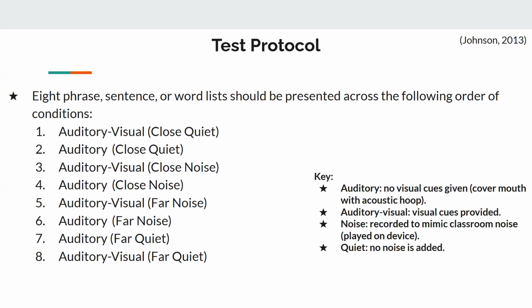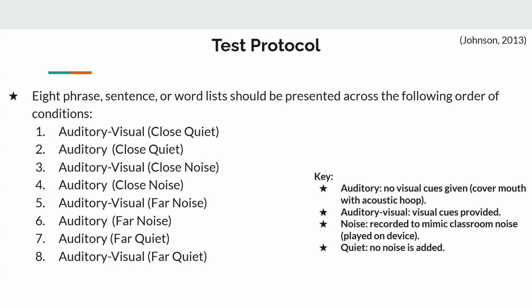So the test protocol for the FLE includes 8 phrase, sentence, or word lists that should be presented across the following order of conditions. So it starts with auditory visual close quiet, auditory close quiet, auditory visual close noise, auditory close noise, auditory visual far noise, auditory far noise, auditory far quiet, and ends with auditory visual far quiet.